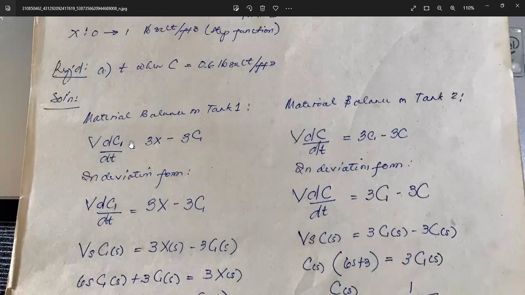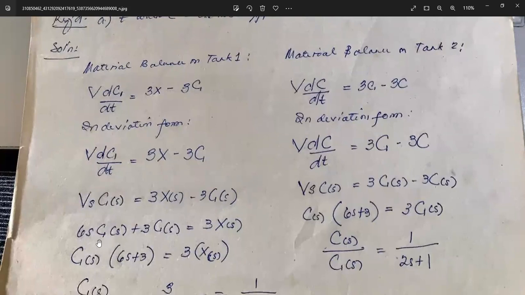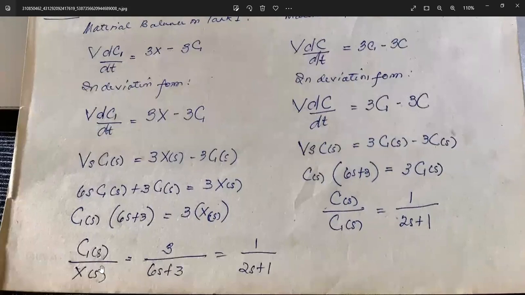The equation evaluated at steady state, subtracted from this, will give you the original equation in deviation form. So I just wrote it directly. And then I took Laplace transforms. I substituted the value 6 for V, and I have this for C sub 1 of S divided by X of S.